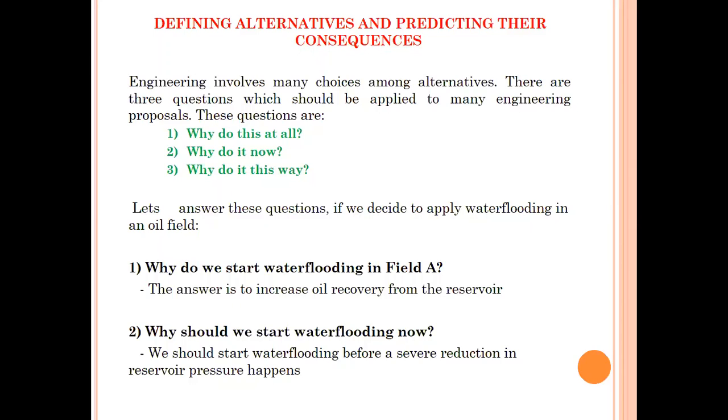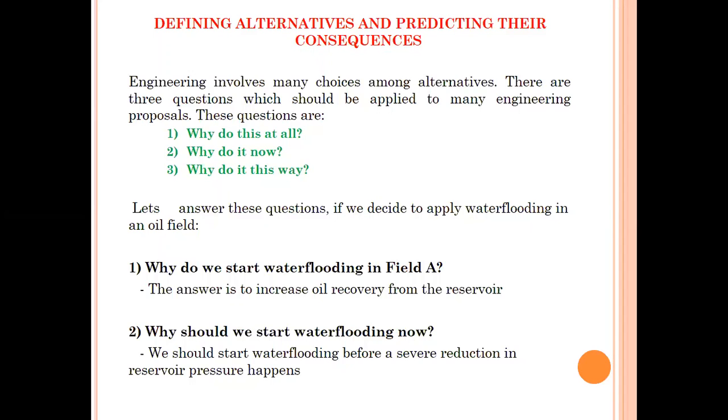For example, let's give an example about that. Let's think about the water flooding, okay? The first question, why do we start water flooding in a certain field? Of course, our answer should be the increased oil recovery, right? It means that we produce some oil already, and now the pressure of the reservoir starts declining, and our recovery or our production rate decreased as well. So our main aim should be increasing that again.